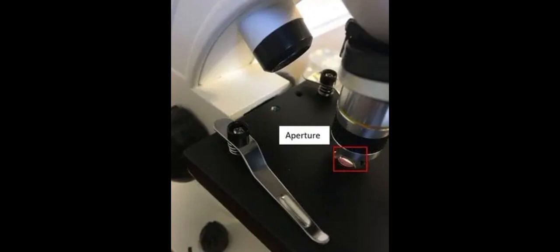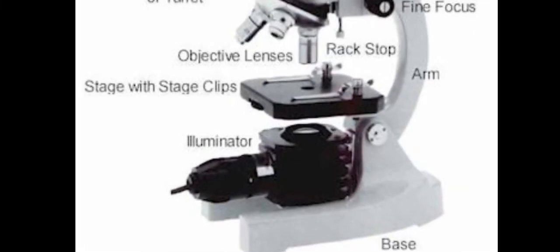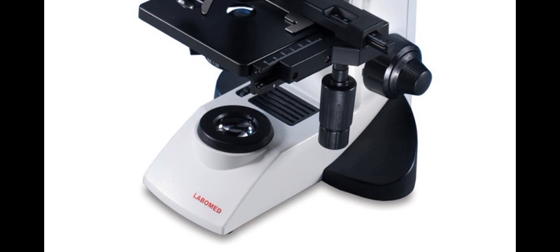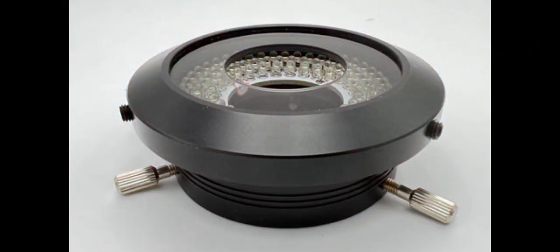Number 8. Aperture. A hole in the microscope stage via which transmitted light from the source enters the stage. Number 9. Microscopic illuminator. It is located at the microscope's base, providing its light source.